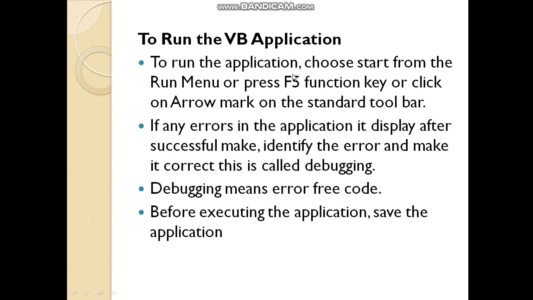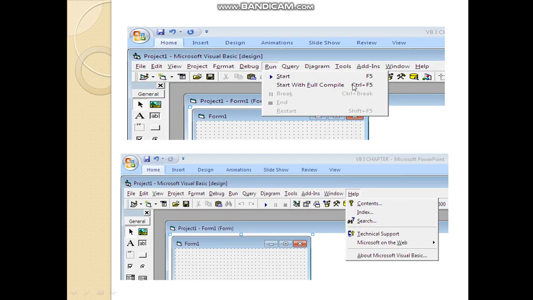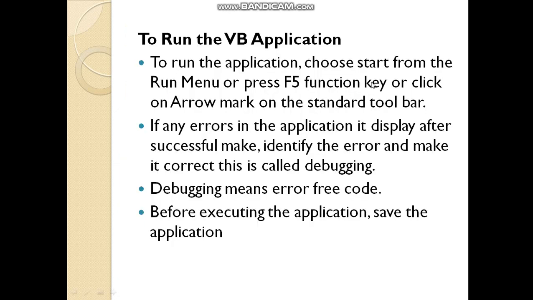To run the application, choose start from the run menu. So here this is the run menu, and click on the start button or press the F5 key on the keyboard. The application will be executed. If there are any errors in the application when we develop the code, it shows the error. Removing them is called debugging. Debugging means error free code.